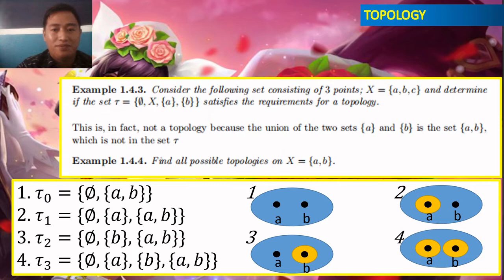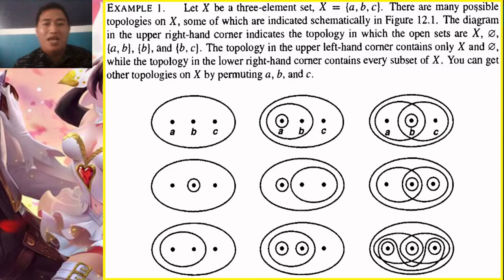Okay, so let X be a 3-element set, that is X equals A, B, C. So there are many possible topologies on X, some of which are indicated schematically in figure 12.1. So this is the figure. So the diagram in the upper right hand corner indicates the topology in which the open sets are X, the empty set. Okay, this one. Can you see this one? Okay. The upper right hand corner.